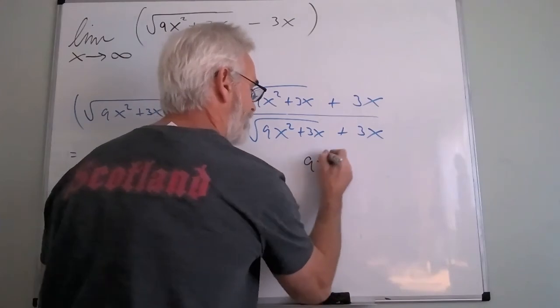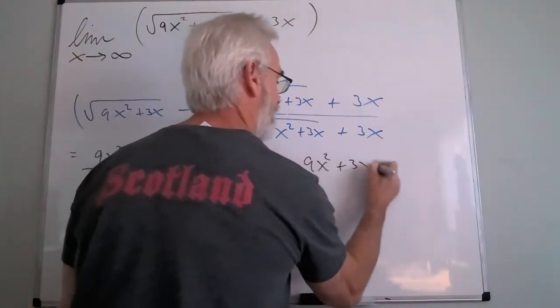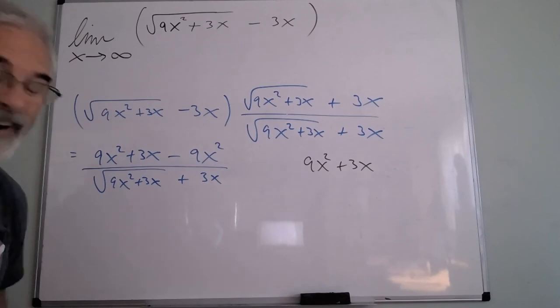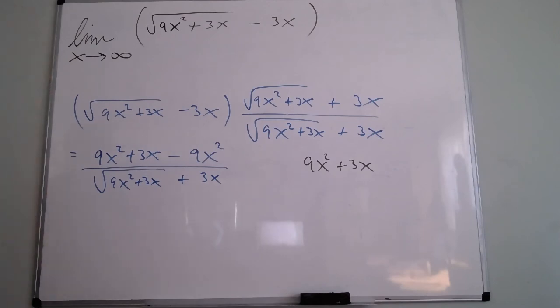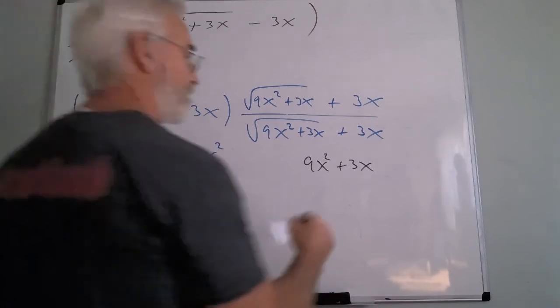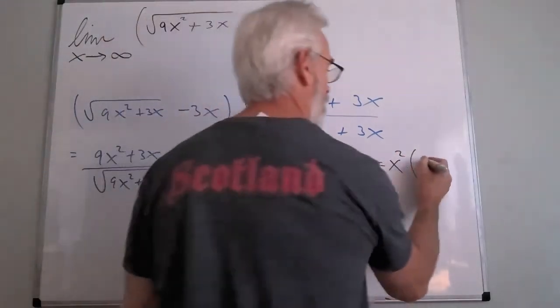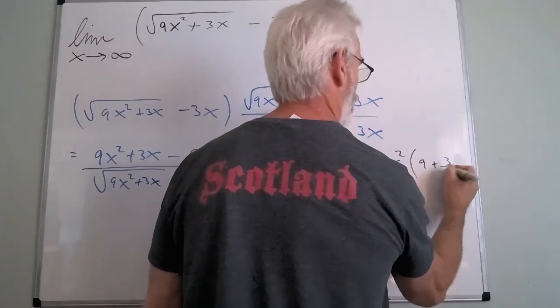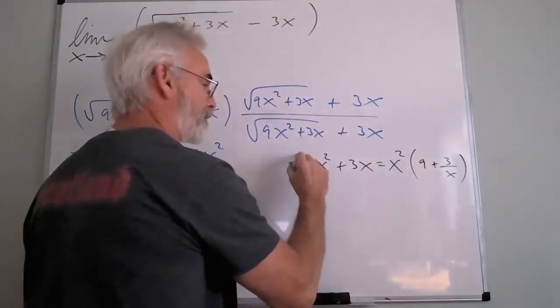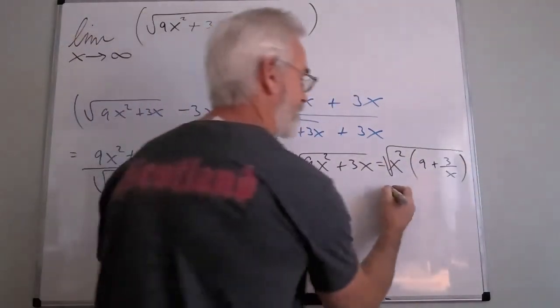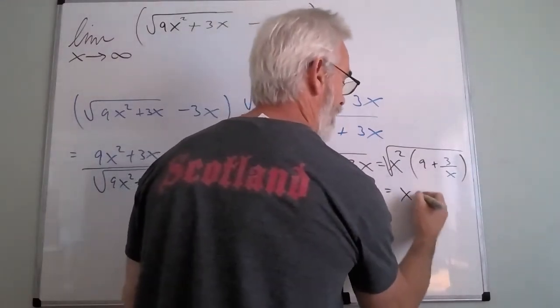If I have 9x squared plus 3x, let's factor out the x squared because I want to be able to factor and cancel and do stuff. Okay, let's take out the x squared. So that would be x squared times 9 plus 3 over x. Since it was all under the root, this is now the absolute value of x.